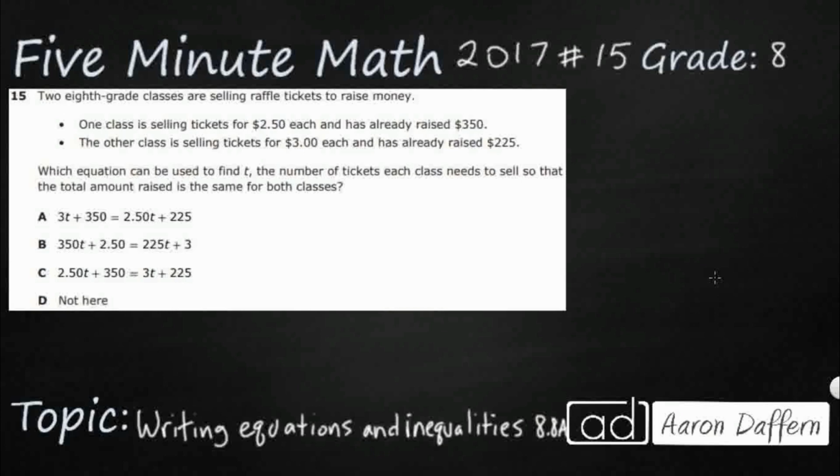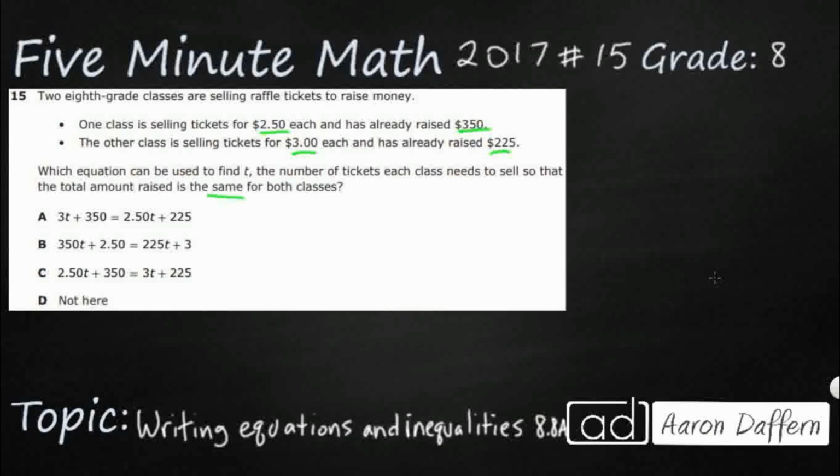So we've got a little story problem here. We've got two 8th grade classes that are selling raffle tickets to raise money. One class is selling tickets for $2.50 each and raised $350. The other class is selling tickets for $3 each, the more expensive, and already raised less money, $225. Which equation could be used to find the number of tickets each class needs to sell so that the total amount raised is the same?